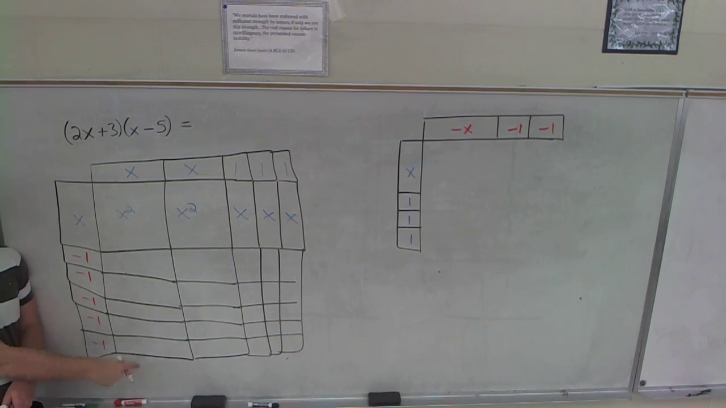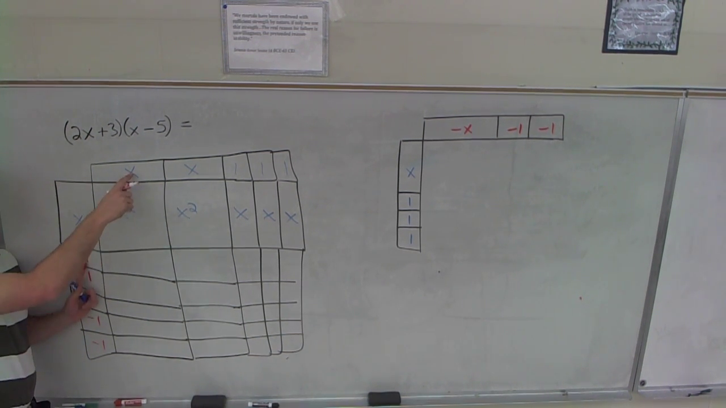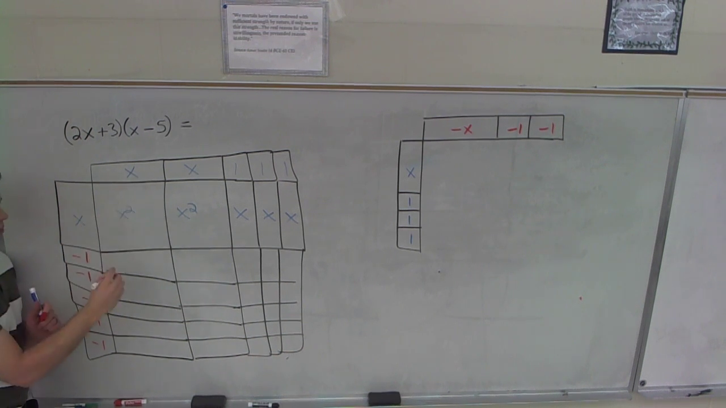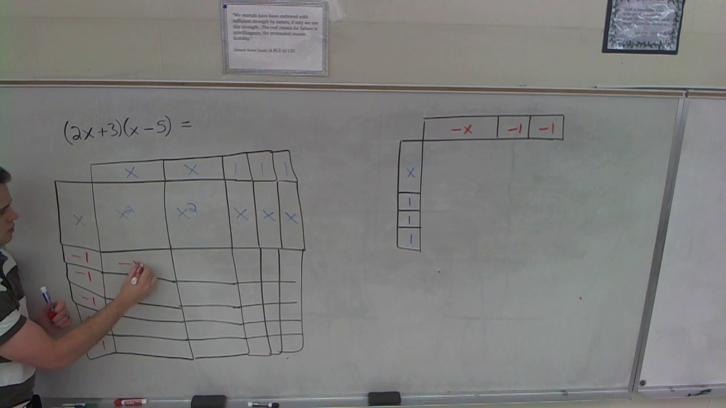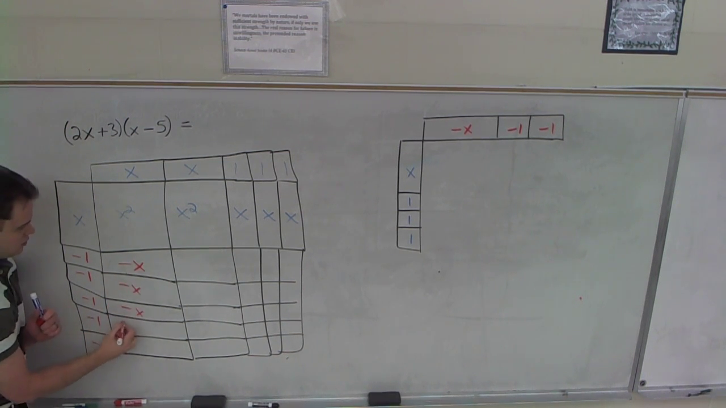So what about these ones? Red. How do you know? Because they could be red or blue. Negative times positive is negative. In this case, red times blue is red. So this should be a negative, not 1, but they're long ones, right? Negative x.